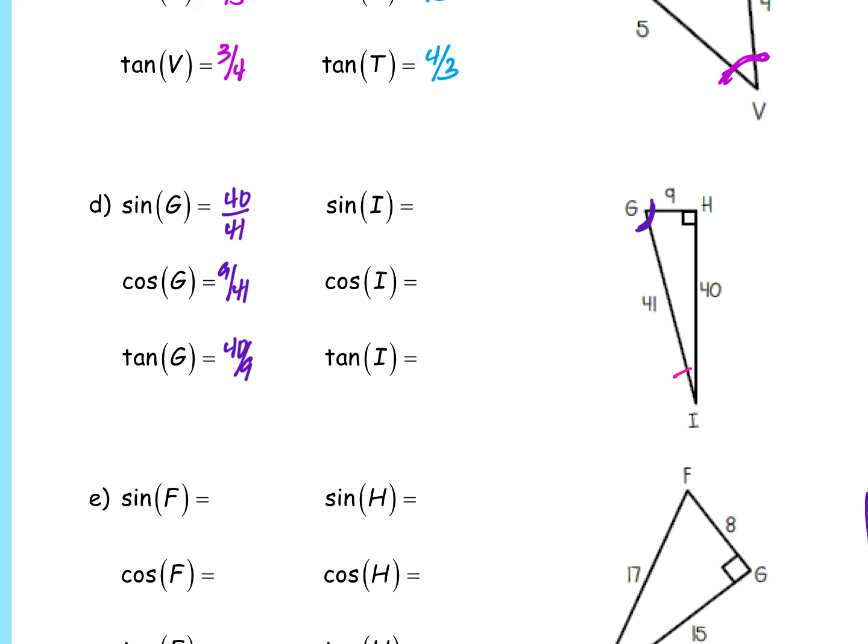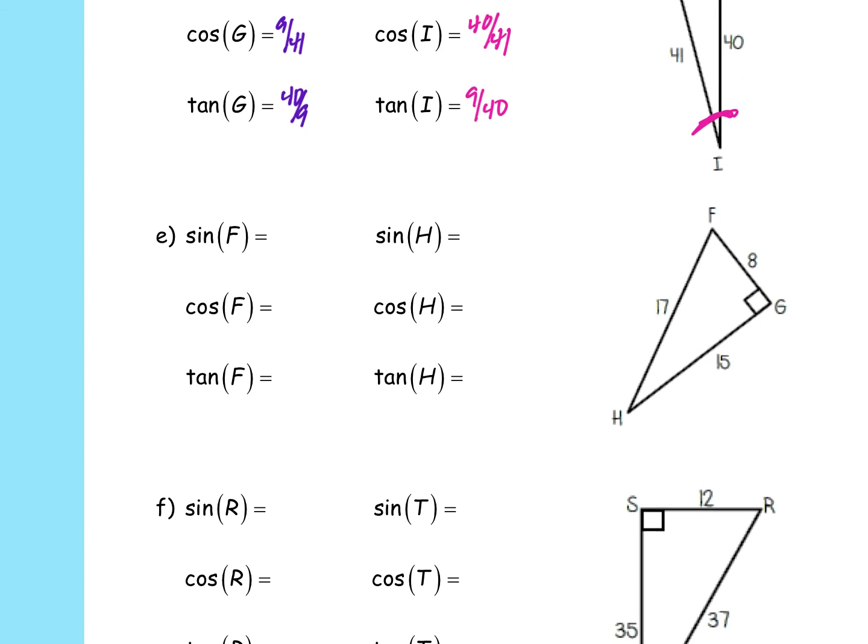And then we're going to look at angle I. So sine should be 9 over 41, cosine should be 40 over 41, and tangent of I should be 9 over 40. Did you get them all right? Nice job. Okay, two more.